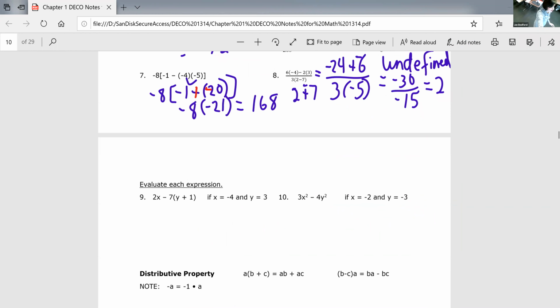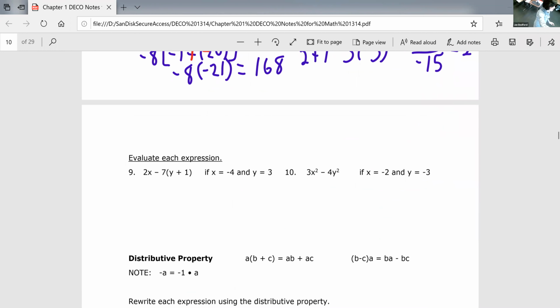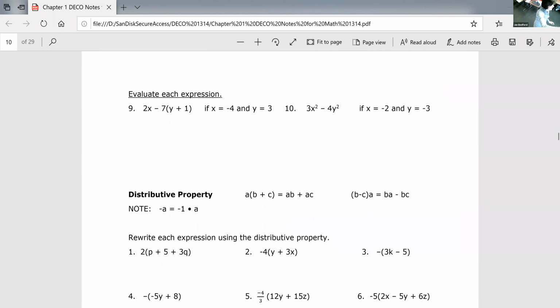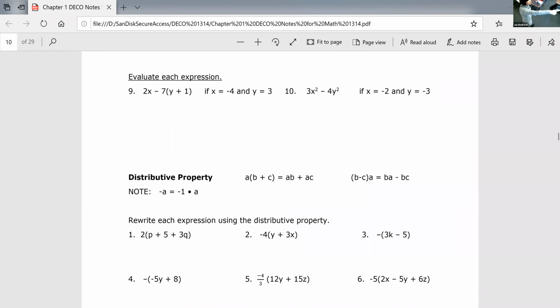Now, most of you have gotten to the part in the homework where you've had to do some evaluating of expressions, and it meant you were putting in a number to replace a variable. So let me just kind of walk you through this, and here's where we're going to start to see some exponents that we'll have to be careful with.